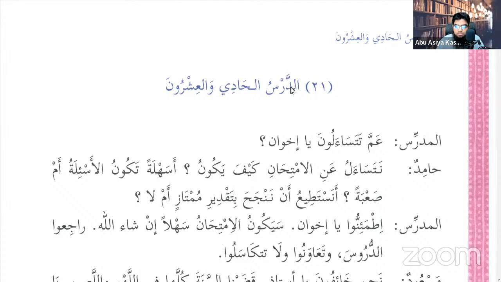What is Form 6? Form 6 is taking Form 3, right? You take fa'ala. This is Form 1, of course. How do you make it into Form 3? Adding an alif. Then you add a ta to this: tafa'ala. Very simple. Tafa'ala is Form 6. So anytime you spot a ta and an alif, it is Form 6. Tafa'ala.